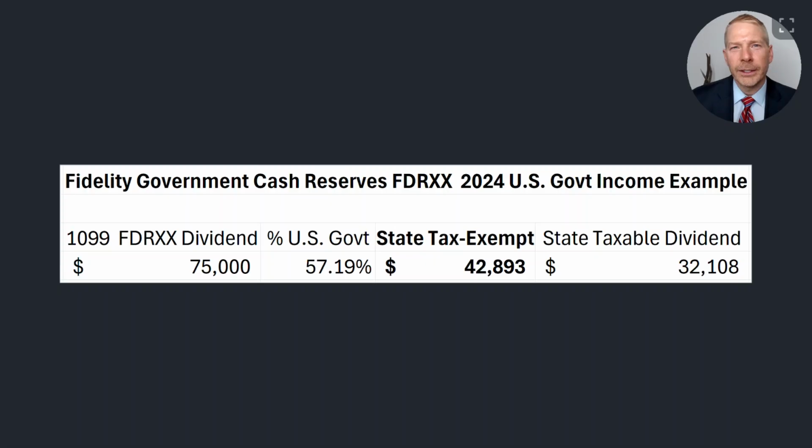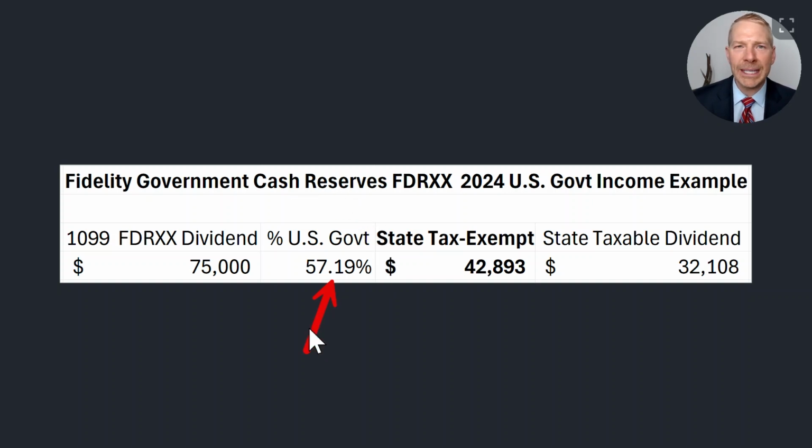If you don't conduct that step, you could pay thousands of extra taxes that you shouldn't be paying at the state level. Let me show you what I'm talking about and walk you through an example of how this mistake occurs. Let's say that you own the Fidelity Government Cash Reserves Fund, FDRXX, a money market mutual fund. Many people own it. In 2024, 57.19% of the fund's dividend came from US government securities.